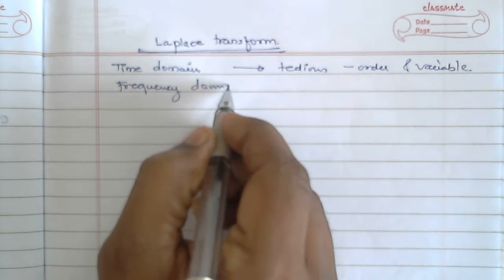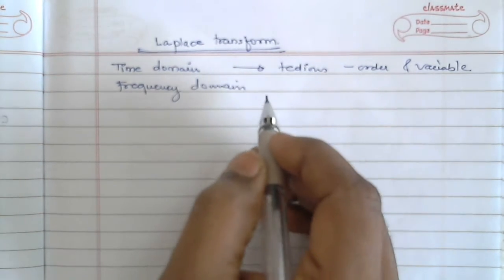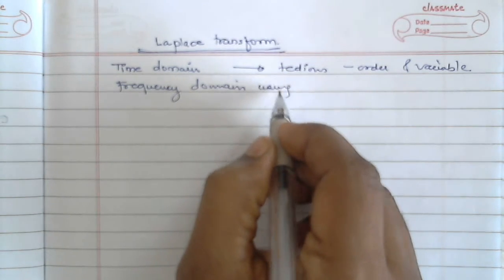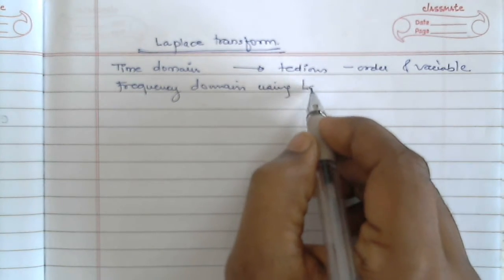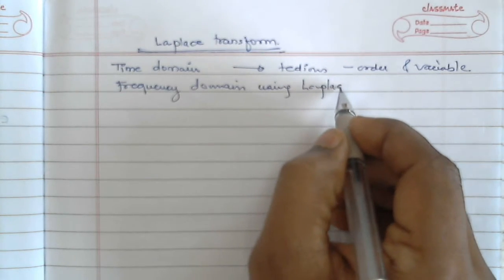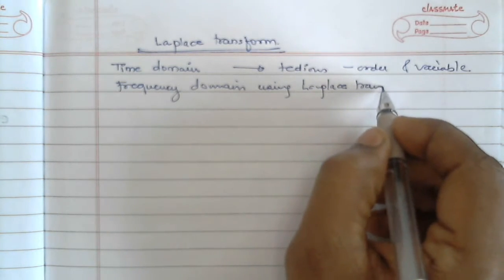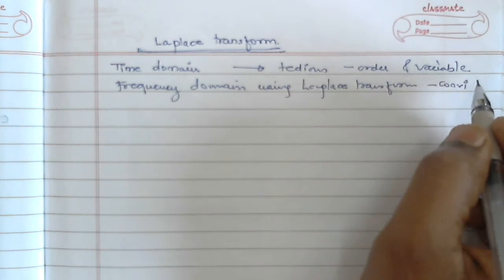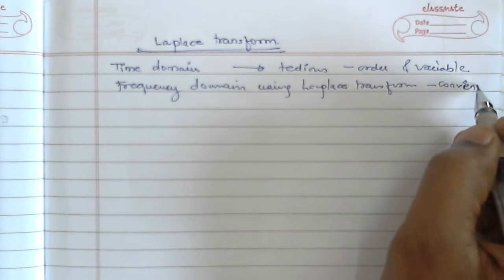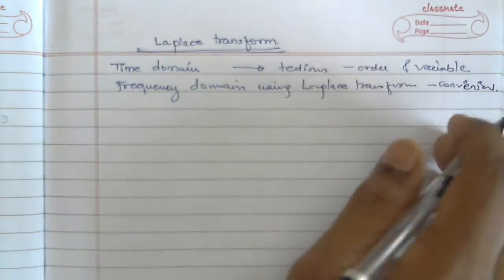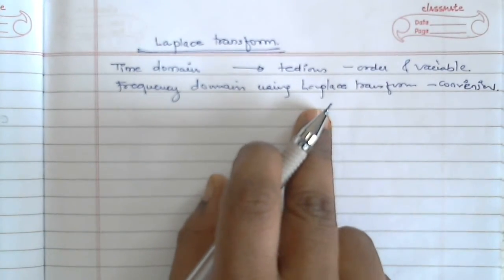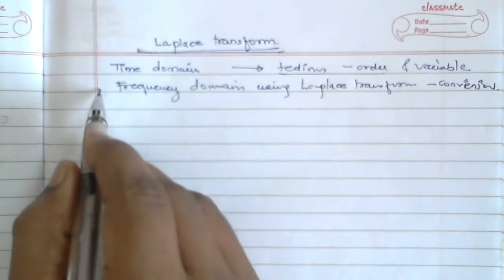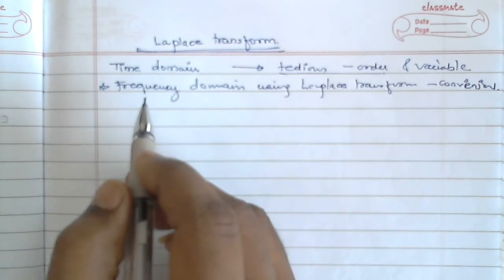In such a condition, instead, the frequency domain, using Laplace transform, becomes convenient, right? Okay, so time domain was a classical method. It has some limitations, hence this frequency domain comes into the picture.